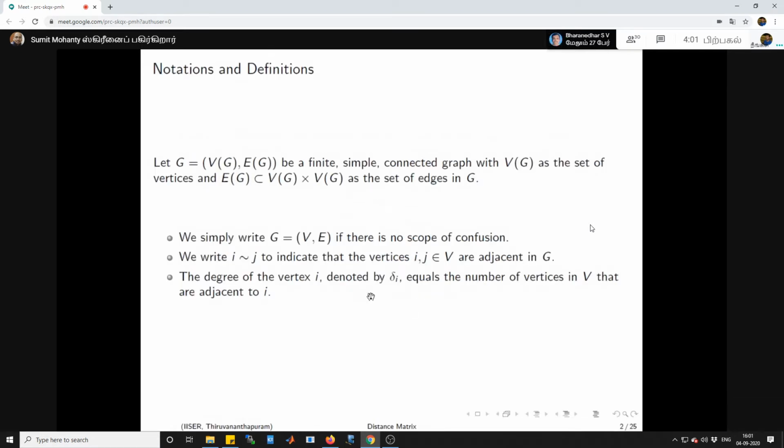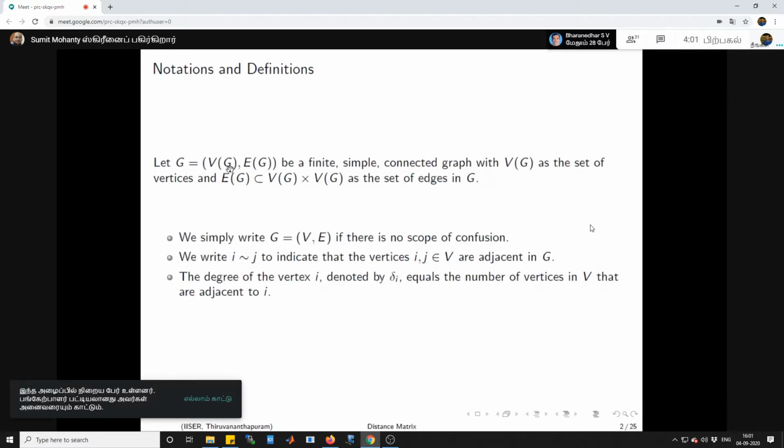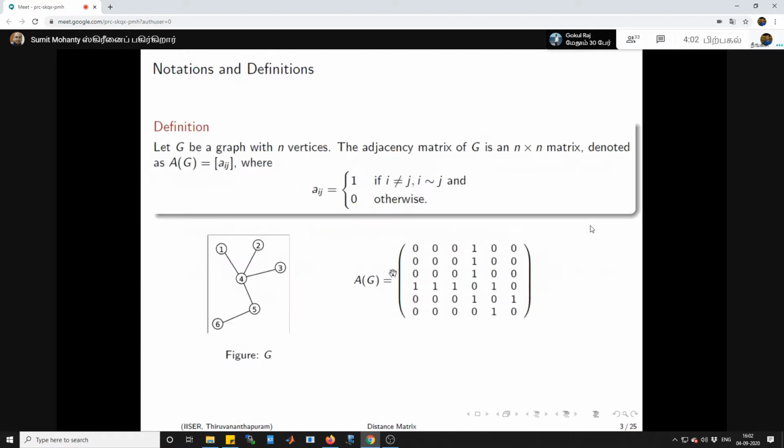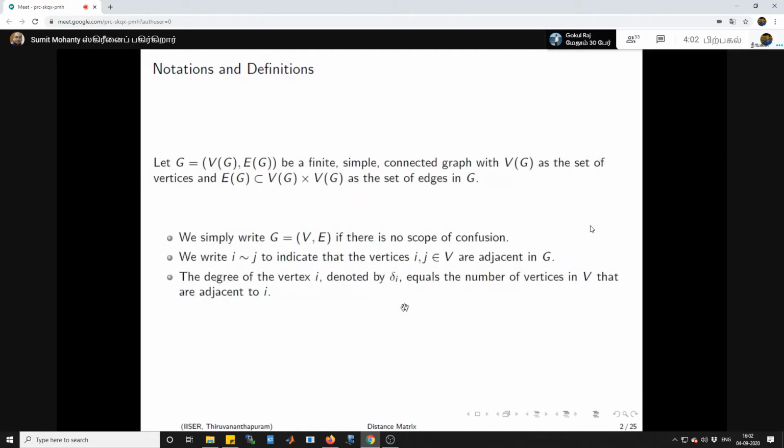We use the standard notation that a graph is a pair of sets, vertices and edges, and we use i tilde j to indicate adjacency. For degree we use delta i instead of d i. The standard notation d i is used, but since we are dealing with the distance matrix, in this case we are using delta i for the degree sequence, the degree of a vertex i.